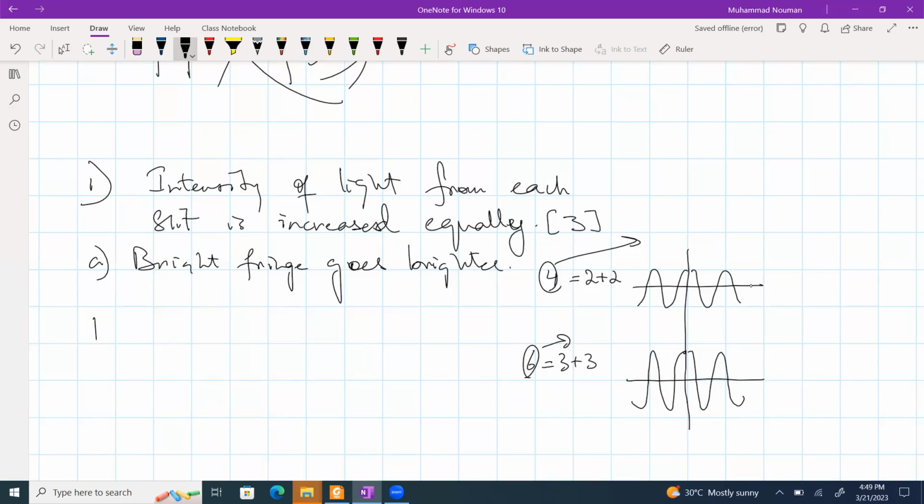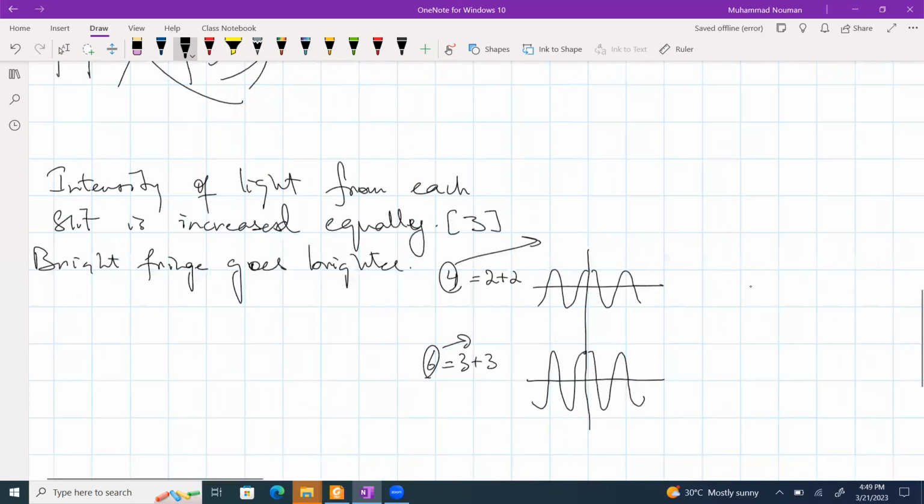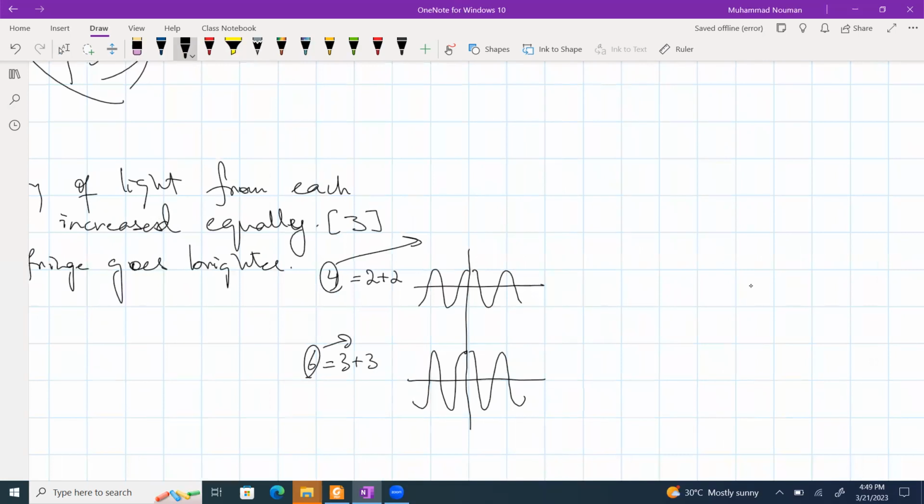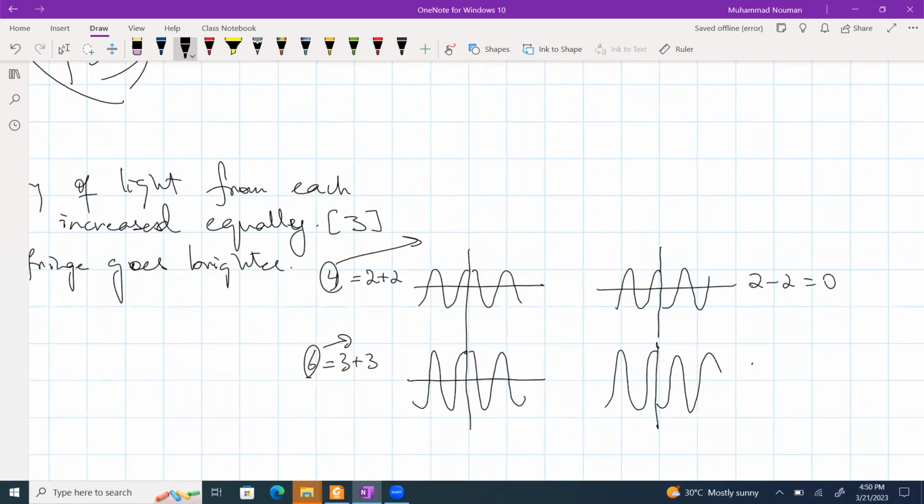Now we have to talk about dark fringe, appearance of dark fringe. Previously, dark fringe was obtained like this. This is the line of meeting. Okay, dark fringe was obtained like this. Maybe 2 minus 2 makes it 0, right? And now the dark fringes are obtained by this maybe, like 3 minus 3 becomes 0.